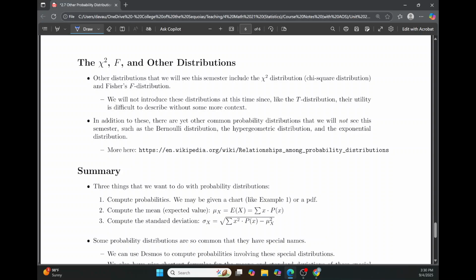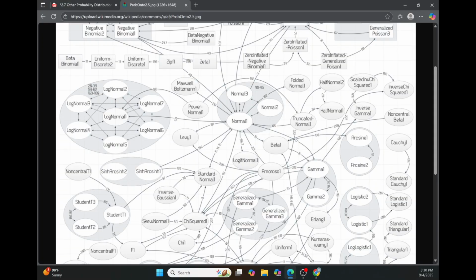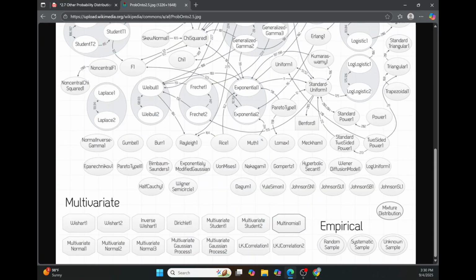Just so that you're aware, there are other kinds of distributions. There's the chi-square distribution, there's the F distribution, and all kinds of other distributions. Just to give you an idea, here's, let me just open this up in a new tab so we can look at it together. But like, here's a chart that has a whole bunch of different probability distributions in it, just so you get an idea of how much there is here.